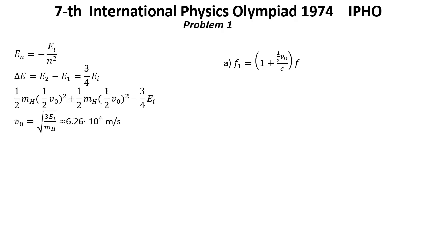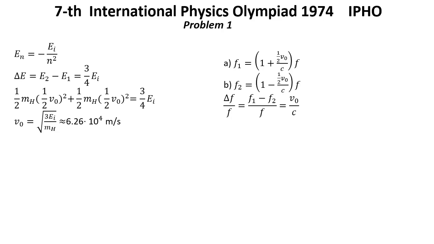for radiation emitted in the direction of the initial velocity of the hydrogen atom, and f2 equals (1 minus 1/2 v0 over c) multiplied by f for radiation emitted in the opposite direction. The arithmetic mean value of these frequencies is equal to f. Thus the required ratio is delta f over f equals (f1 minus f2) over f, which is v0 over c.